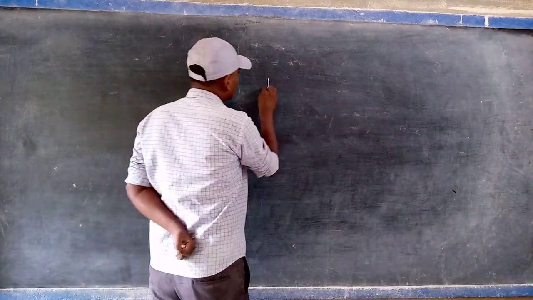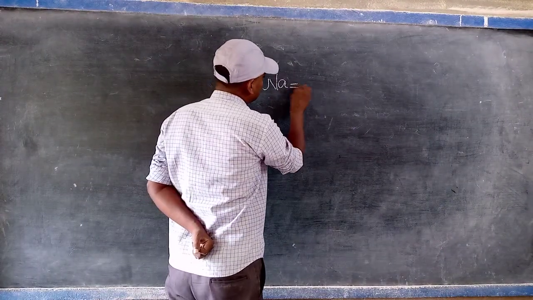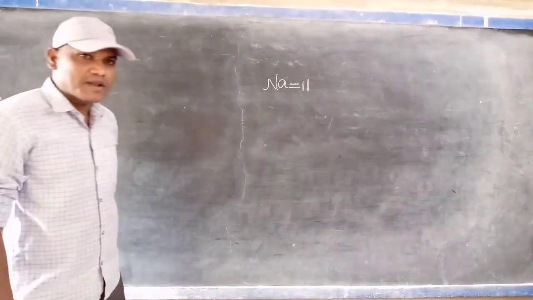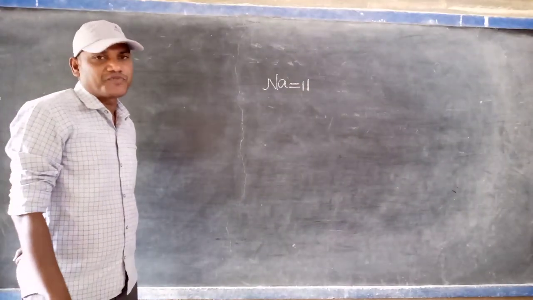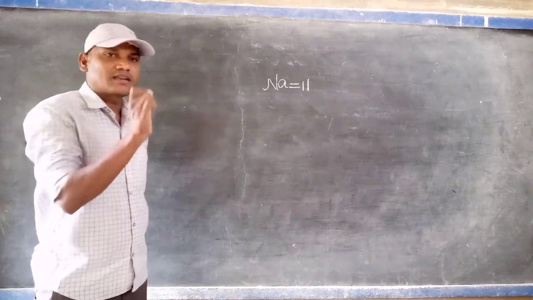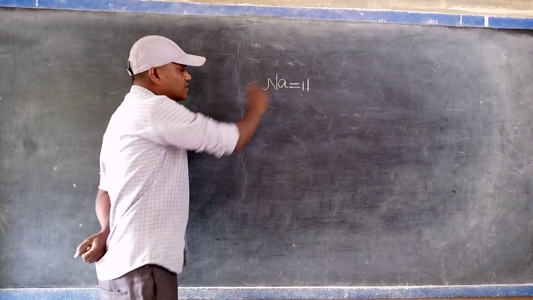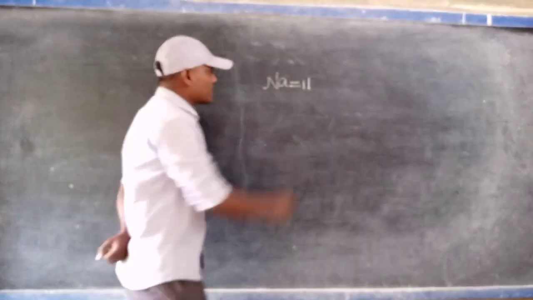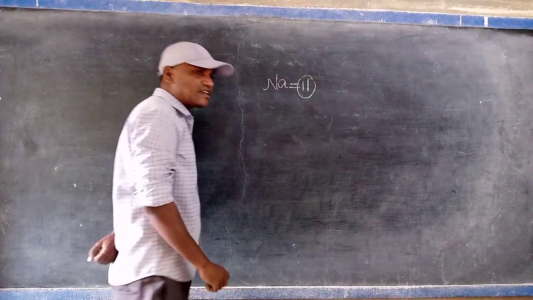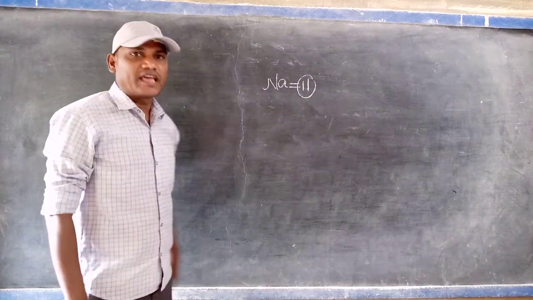For example, I will consider one atom, sodium. Its atomic number is 11. We know that atomic number is nothing but the number of protons or the number of electrons present in an atom. So one single sodium atom contains 11 protons and 11 electrons.